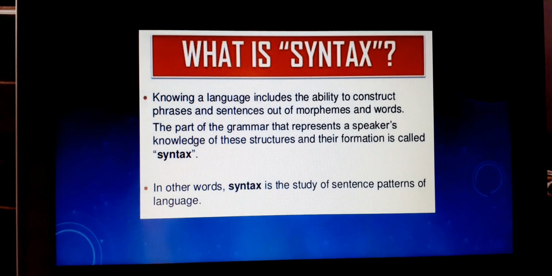Well, knowing a language includes the ability to construct phrases and sentences out of morphemes and words. This is an important point to understand, right? And we have another definition: the part of the grammar that represents a speaker's knowledge of these structures, and their information, is called syntax. In other words, syntax is the study of sentence patterns in a language.